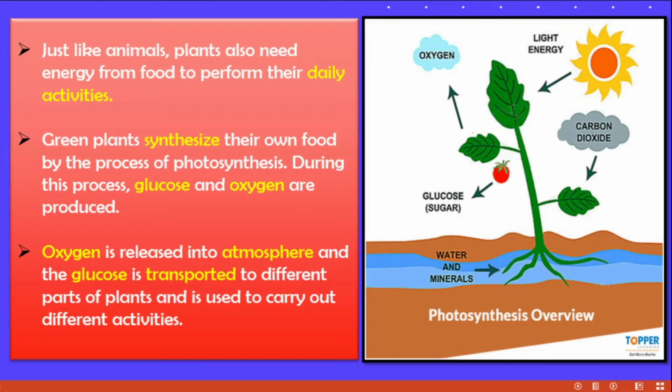Likewise, plant cells also need energy. Plants are able to make their own food by the process of photosynthesis. During photosynthesis, plants produce two products: one is oxygen, another is glucose. Oxygen is released into the atmosphere. The glucose is distributed, or transported, to all parts of the plant.